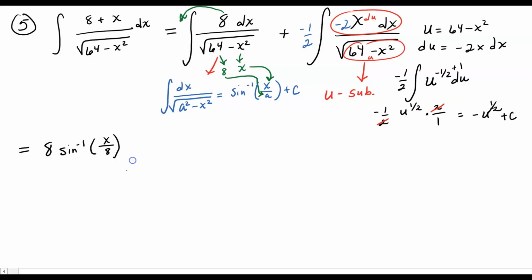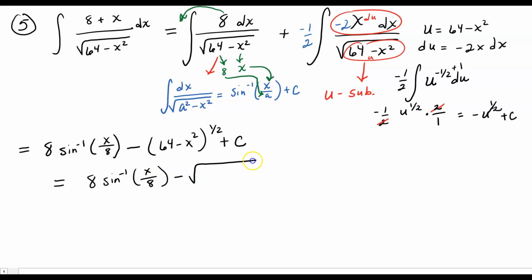I know I wrote plus, but now we're actually going to write minus. In this case, u was 64 minus x squared, and then it's to the 1/2 power plus c. So the only other thing we can do here is rewrite it: 8 times the sine inverse of x over 8 minus, in this case, the square root of 64 minus x squared, plus c, your constant of integration.